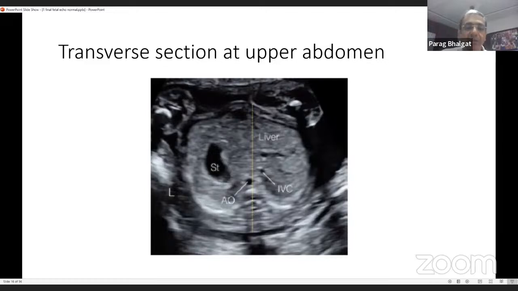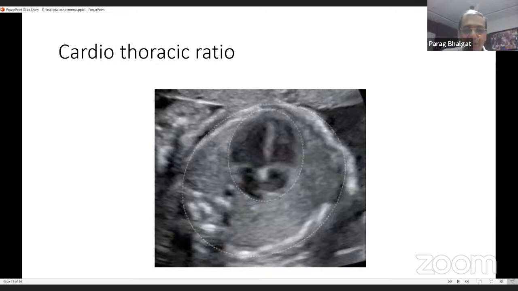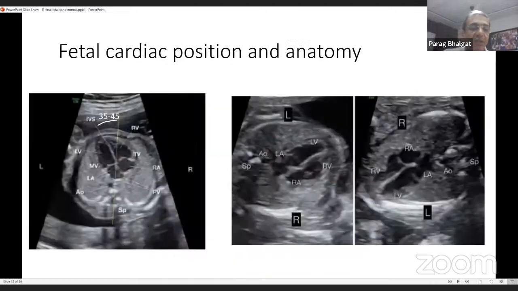This is the transverse section at the abdomen, or you can say at stomach level: stomach bubble, aorta, inferior vena cava, liver, and left side. This is the understanding of cardiothoracic ratio, how it is calculated. Morphological presentation of major anatomical structures at the mid-thoracic level, that is apical four chamber.